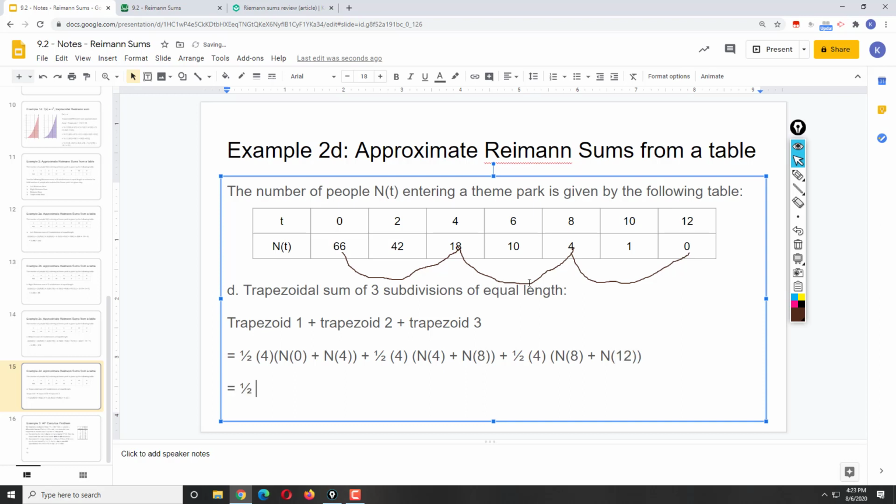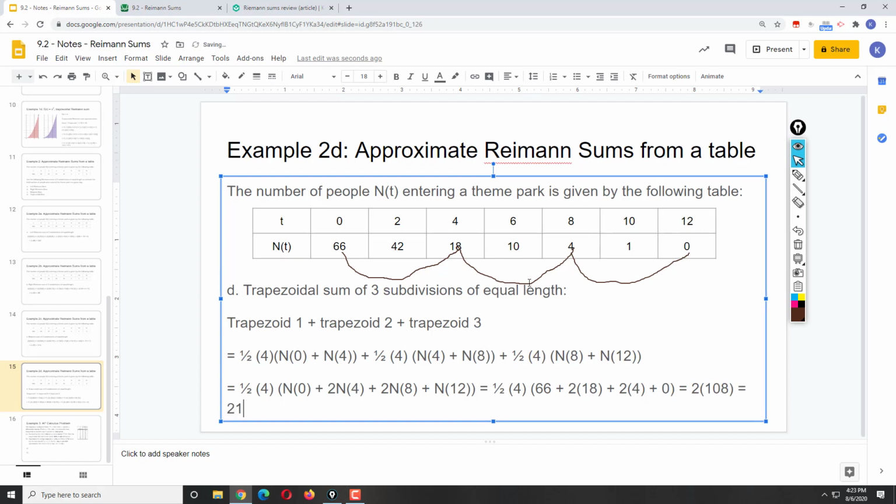So that's equal to 1/2. We factor out the 1/2. We factor out the 4. And then we have n of 0 plus 2n of 4 plus 2n of 8 plus n of 12. That's equal to 1/2 times 4 times 66 plus 2 times 18 plus 2 times 4 plus 0. That's equal to 2 times 66 plus 36, which is 102, plus 6, which is 108. 2 times 108 is 216. So the trapezoidal Riemann sum gives us 216 as our estimate.